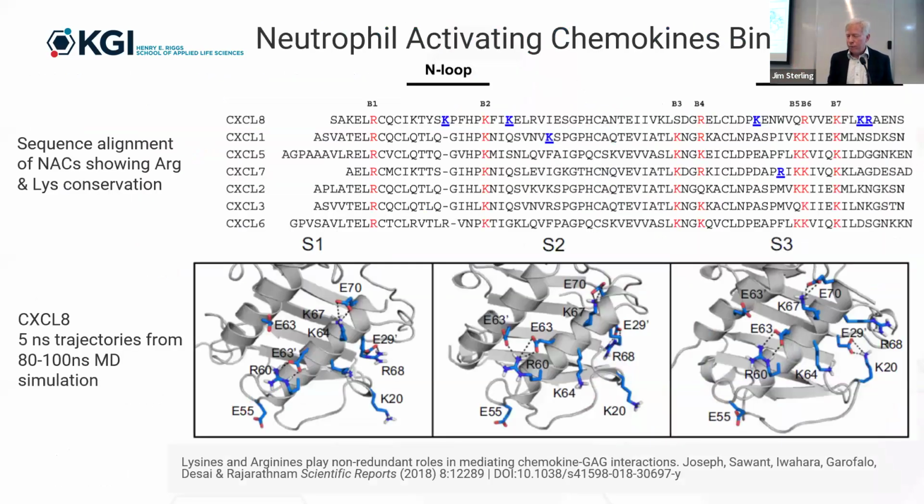And so one of the things I wanted to show today, just as an intro, was that chemokines have these conserved cationic amino acids, which you'll see here as R's and K's. And this is a bunch of the neutrophil activating chemokines. And you'll see R's and K's that are conserved across all of them, or many of them, and there's slight differences.